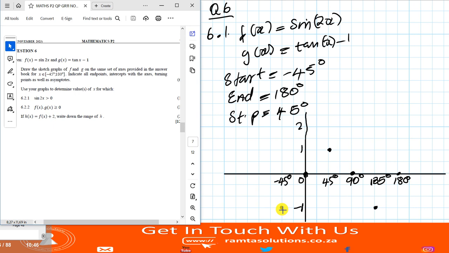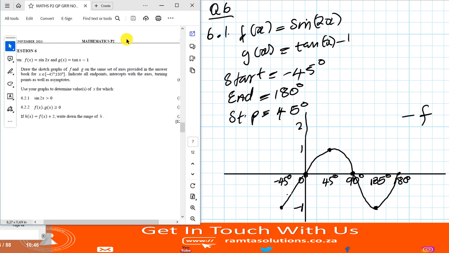Then you join these points. Perfect. So this is f of x. Let me write it. This is f of x. The black is f.